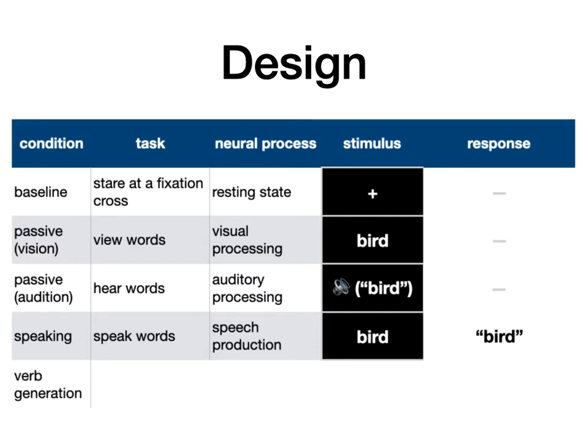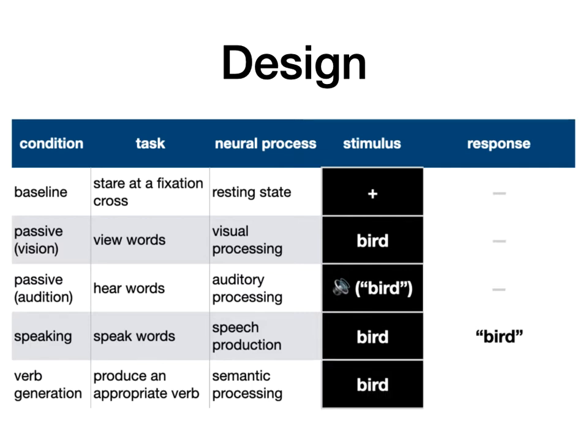Finally, we have the most complex one, which is verb generation. So in this one, your task is to produce an appropriate verb, something that this noun does, right? The neural process involved here would be much more like semantic networking. So you're not just processing the word and spitting it back out. You're processing it, and then you're consulting your knowledge: what the heck does a bird do? Well, it probably flies. So in this case, we'd see the word bird again, and the response would be "fly."